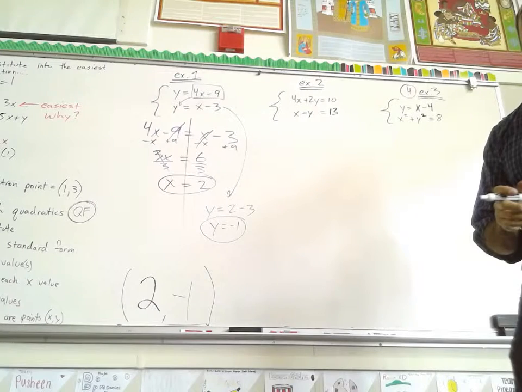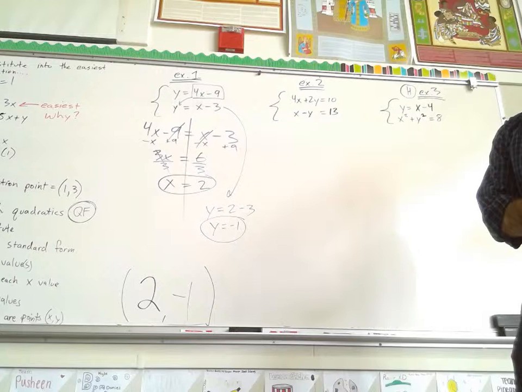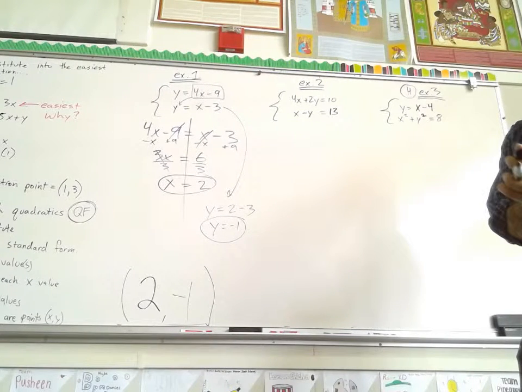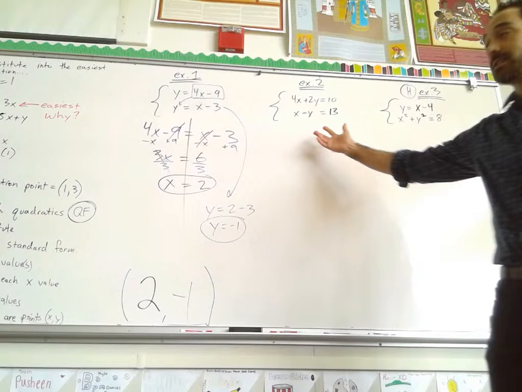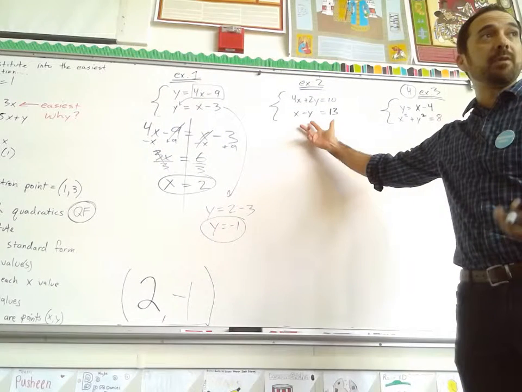Okay. All right, let's do number 2. 2 has a little more work to do. Somebody tell me a strategy to prepare in order to substitute. We have to prepare first. We can't just say, well, it's not like we have one variable equal to something yet. So what should I do? Put y by itself. Okay.